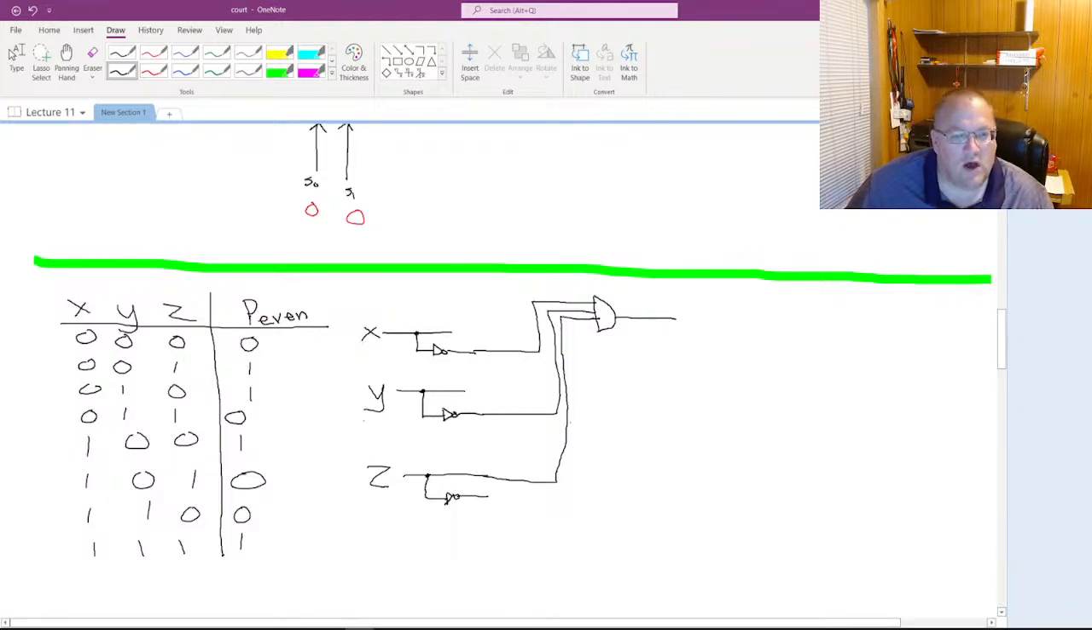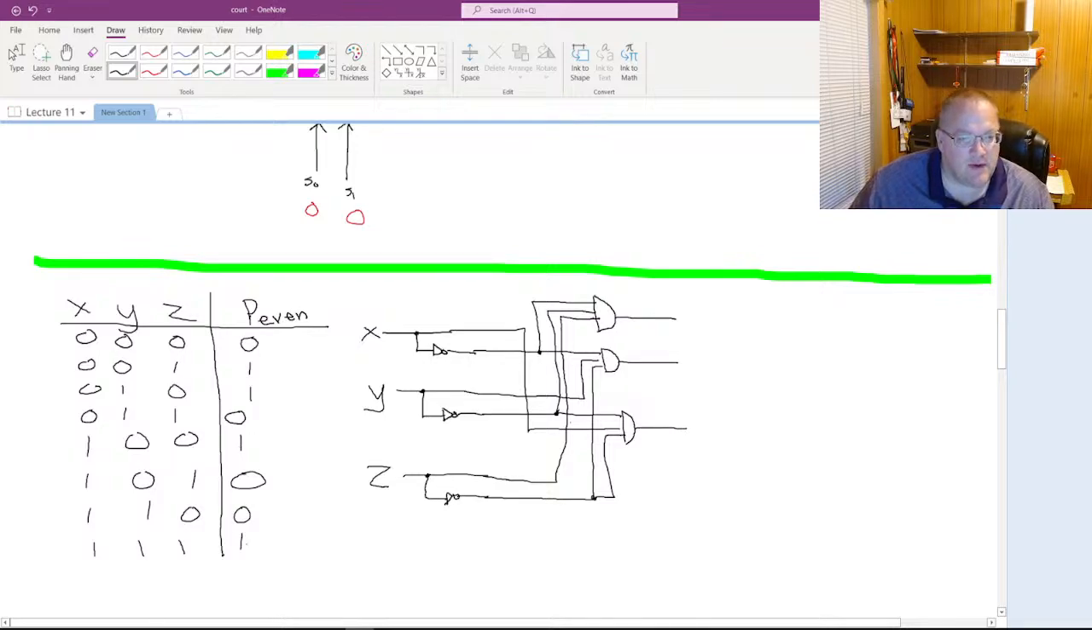So we look at the next one and we say just Y. So Y will be there. There's X, and Z is the not version. And we skip this one and we go down to the bottom one. So that says X, not Y, not Z. And we go to the last one. That's all three of them being on. So X, Y, and Z.